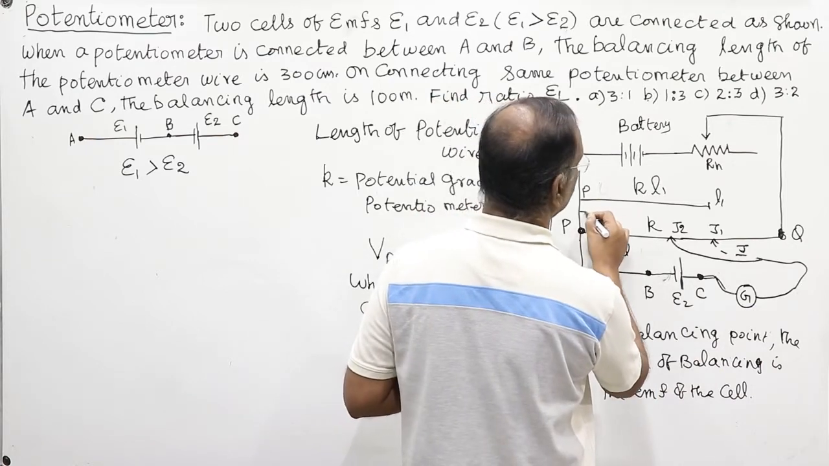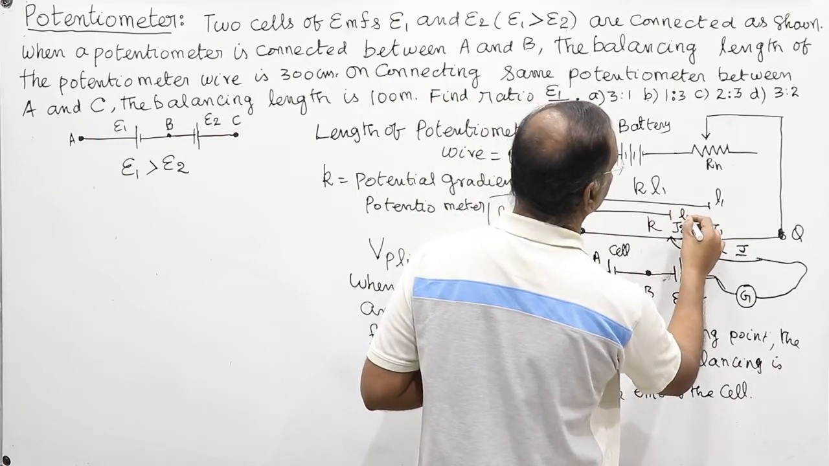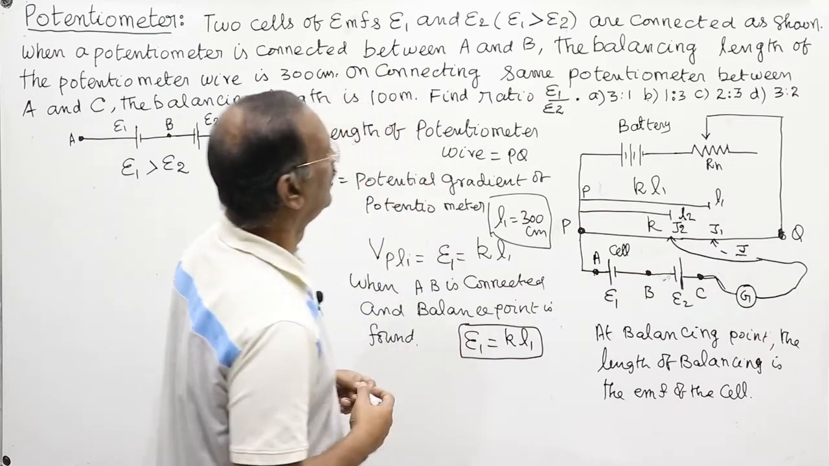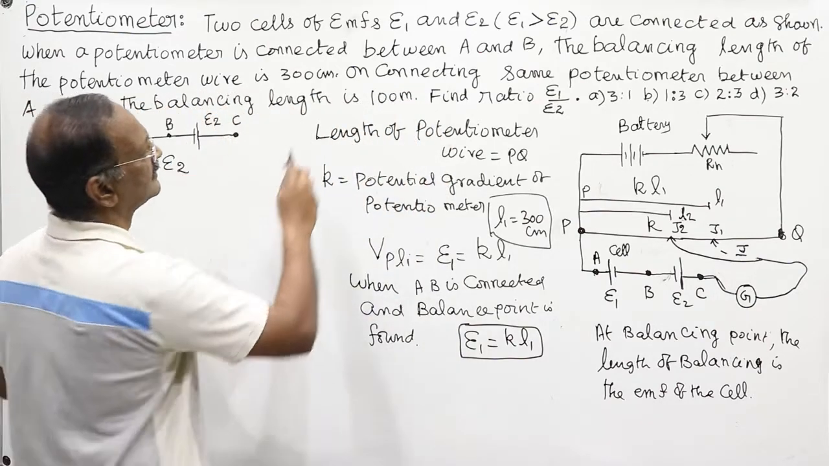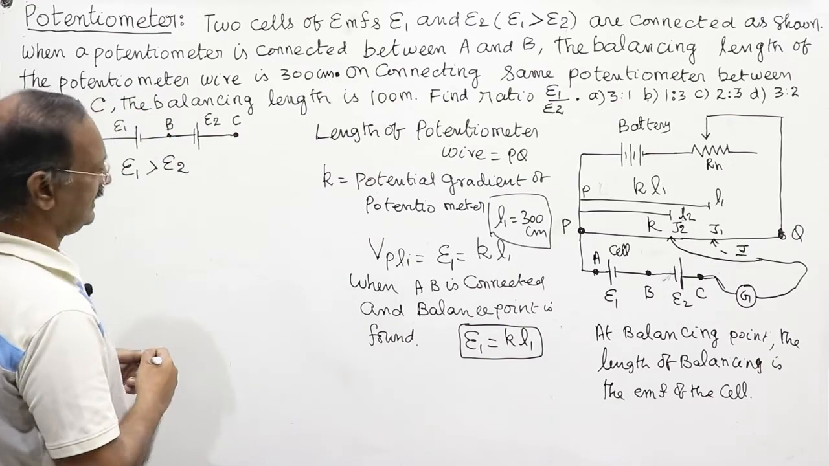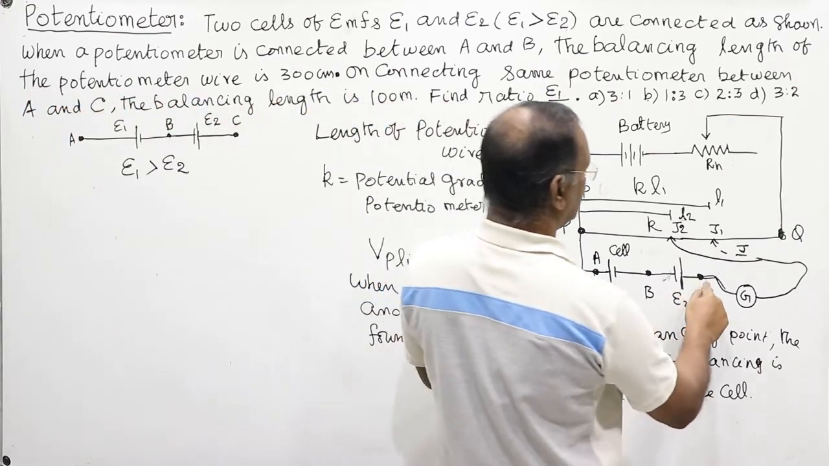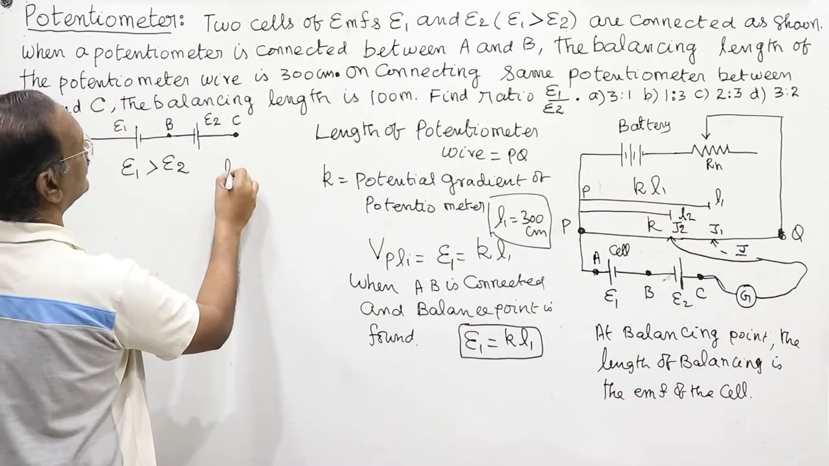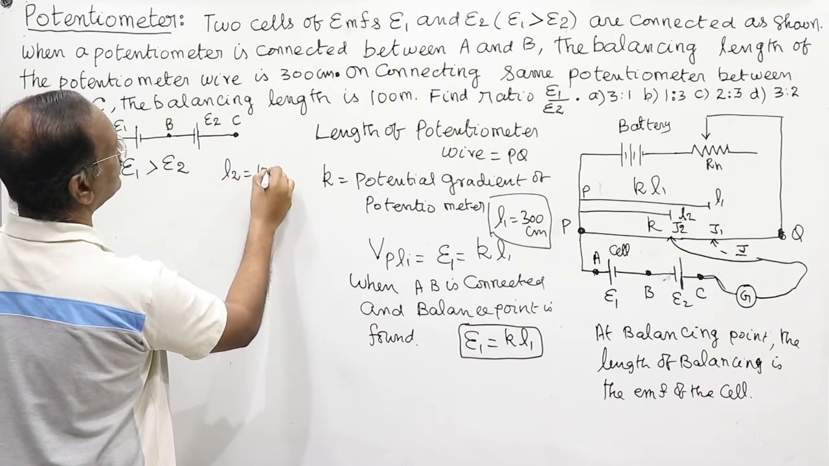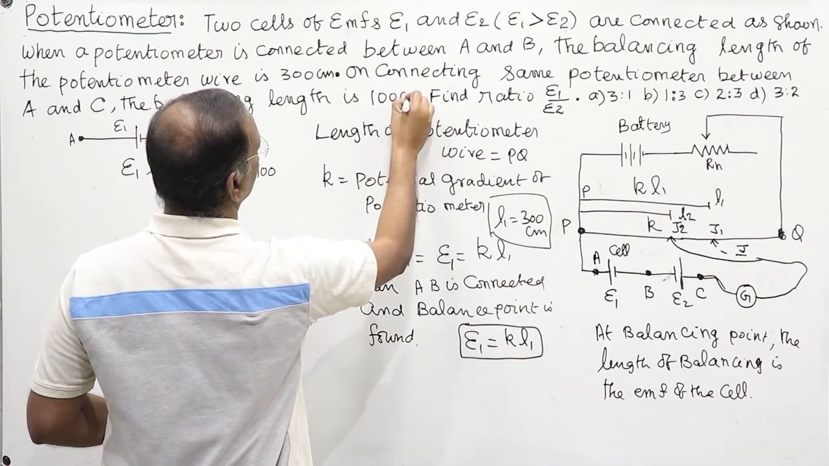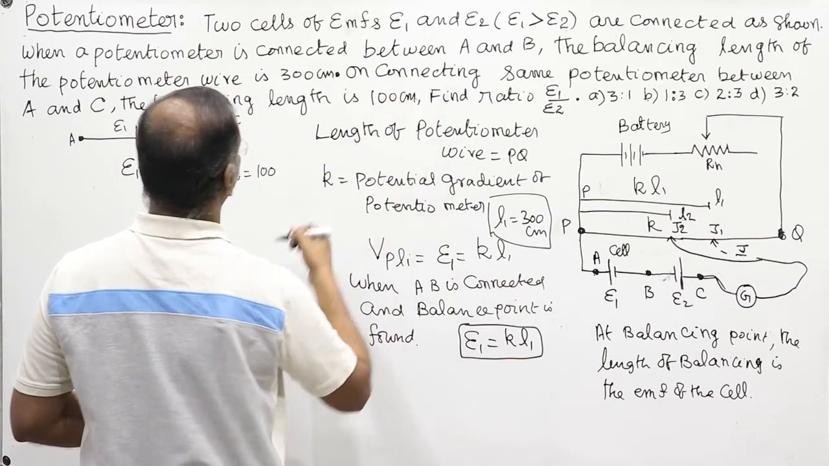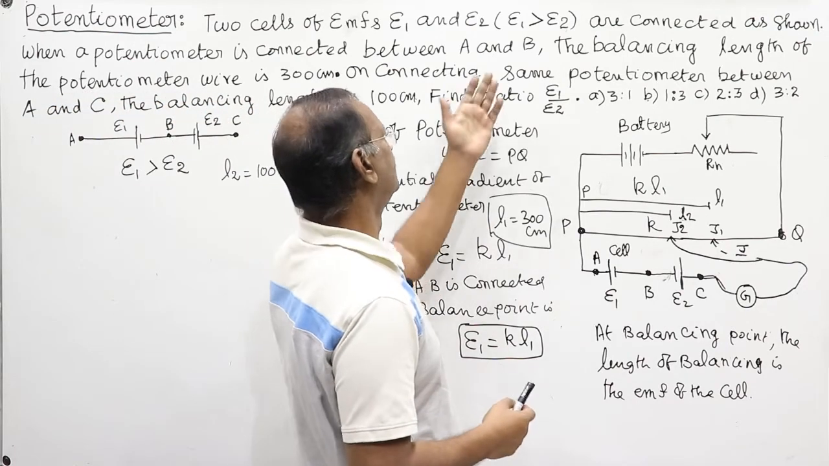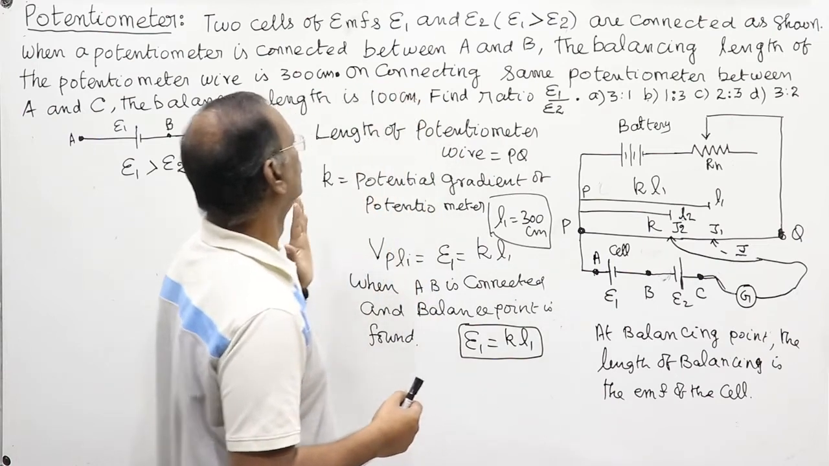Let this length be L2. On connecting the same potentiometer between A and C, the balancing length, which we call L2, is equal to 100 centimeter. Whether we keep it in meter or centimeter, it is all the same. The potentiometer length may be in centimeter or in meter, whatever it is.